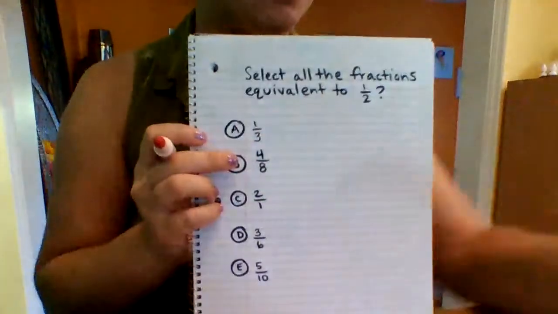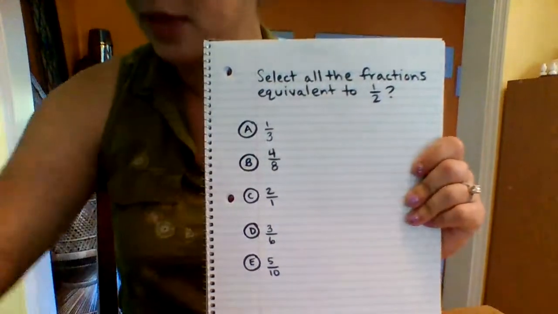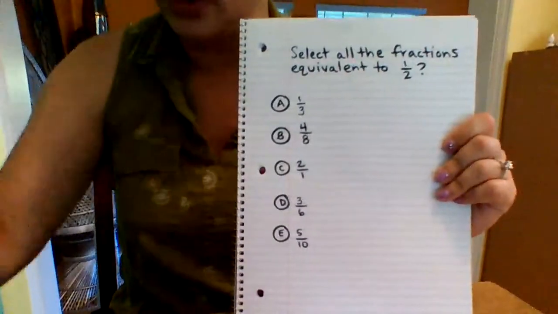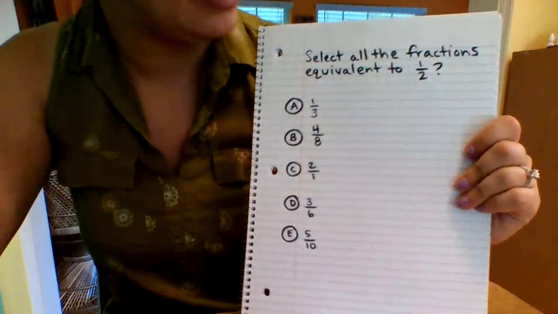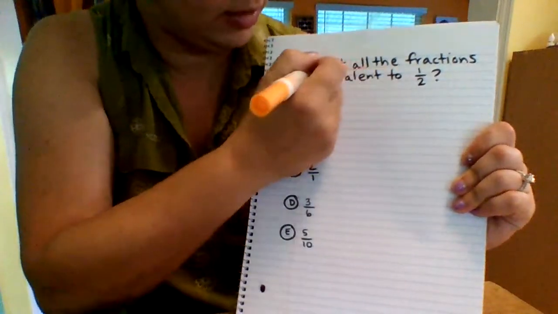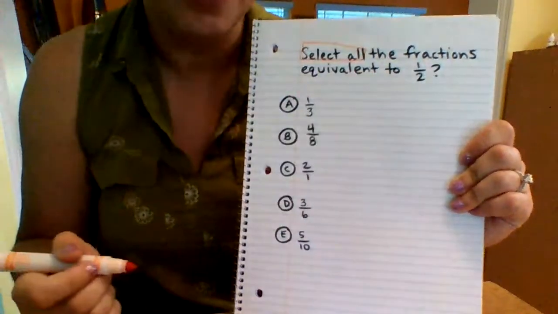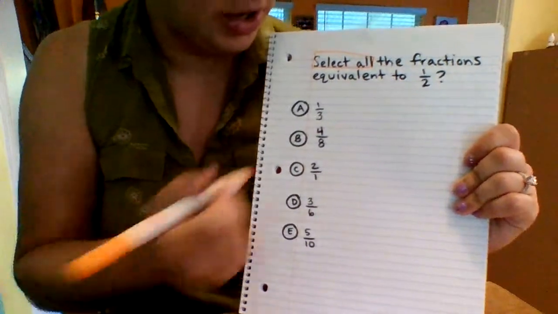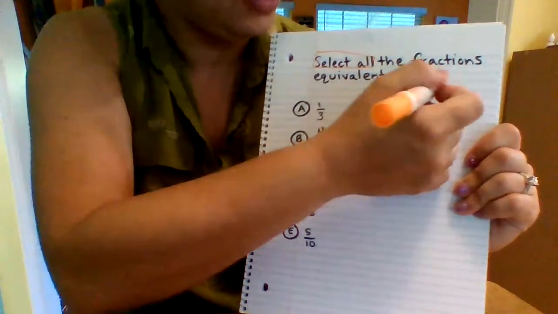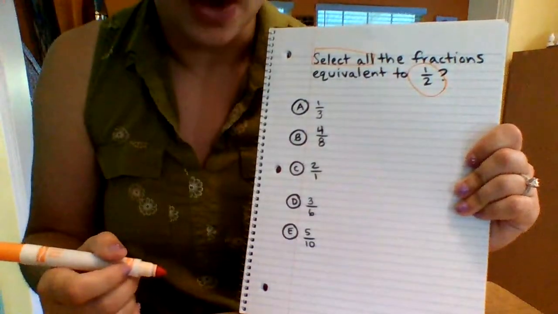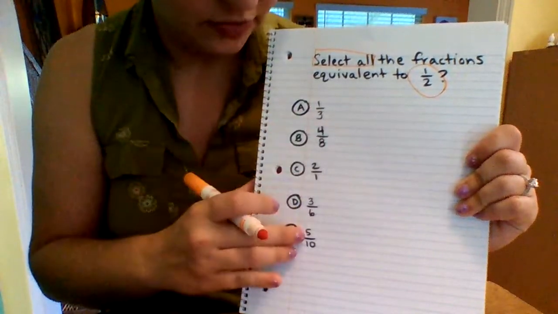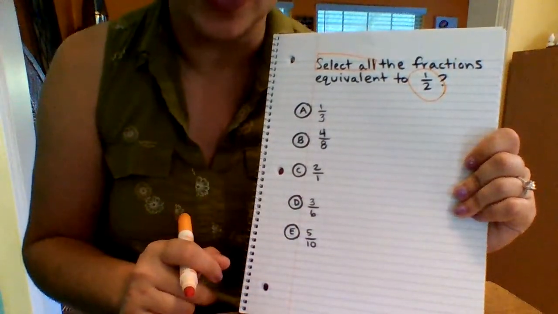Let's take a look at another example of a type of question you're going to see. Okay, so another question type you might see looks like this. It says select all, that's important, there's going to be more than one answer. Select all the fractions that are equivalent, that means equal, to 1/2. Okay, so we want to look at all of these fractions and find the ones that are equal to 1/2.